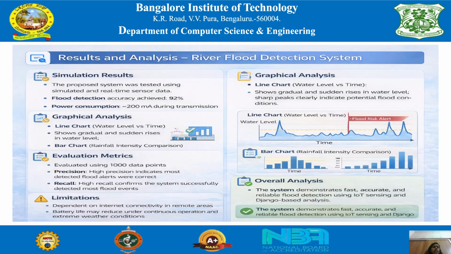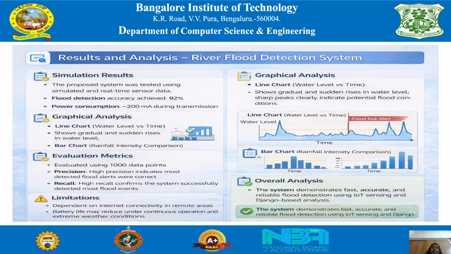Graphical analysis. The line chart indicates water level and time, and shows gradual and sudden rises in water level. The bar chart includes rainfall intensity comparison. Evaluation metrics: evaluated using 100 data points. High precision indicates most detected flood alerts were correct. High recall confirms the system successfully detected most flood events. Limitations: dependence on internet connectivity in remote areas, and battery life may reduce under continuous operation and extreme weather conditions.